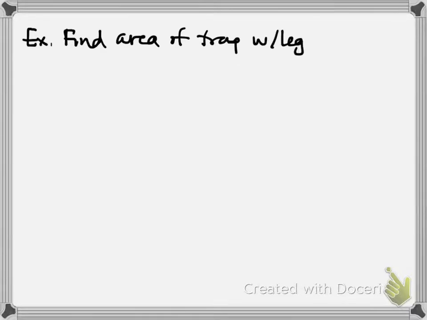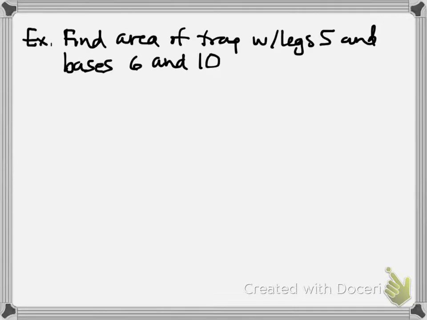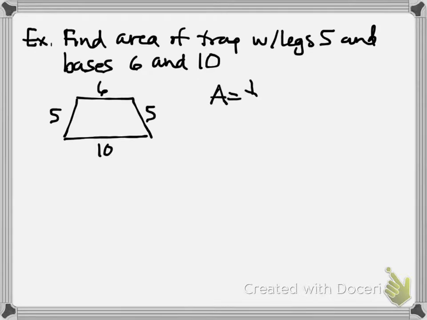All right, let's do one more. Find the area of the trapezoid with legs 5 and bases 6 and 10. So to draw this picture, what kind of trapezoid are they talking about? An isosceles trapezoid. So remember the formula says 1/2 the height times the sum of the bases. Well, I got the bases, but I don't have the height. So what I'm going to have to do is figure out the height.